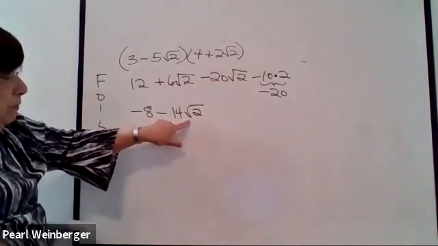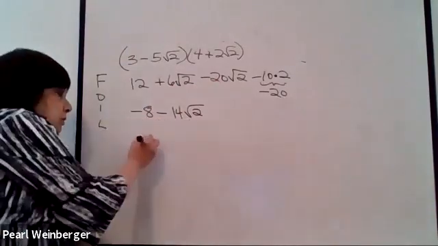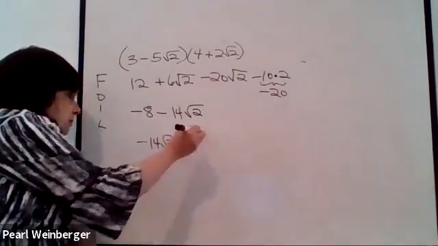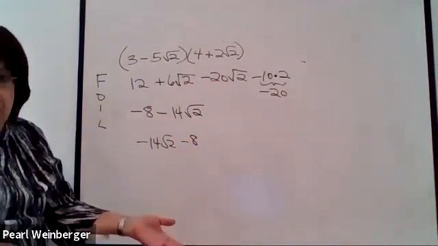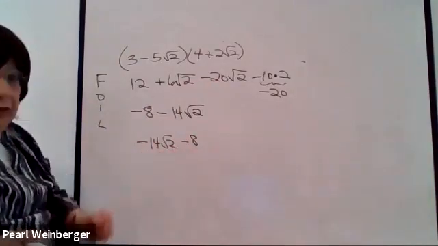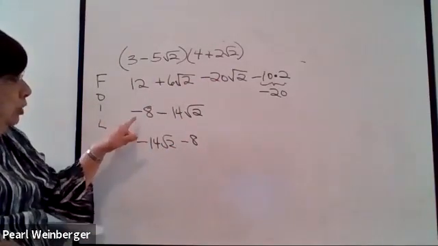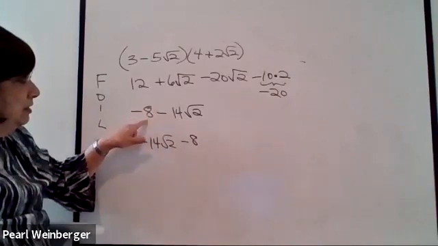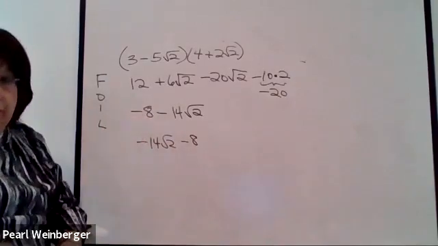There would be nothing wrong with writing it also as negative 14 radical 2 minus 8. It doesn't matter which term you put first or second, as long as you keep the sign together with the number. Again, don't try to combine these two numbers because this 8 doesn't have any radical 2 next to it.